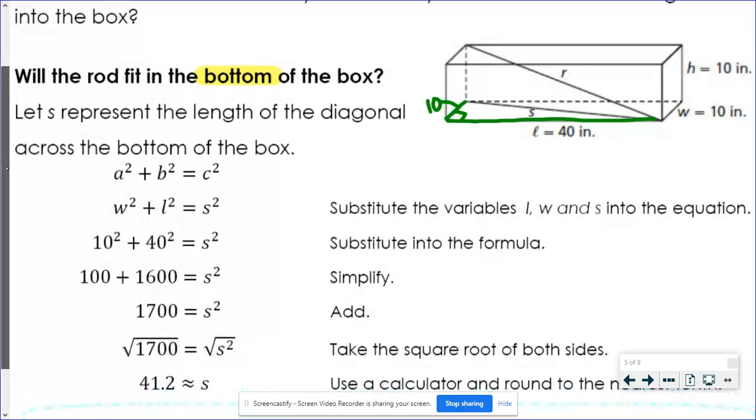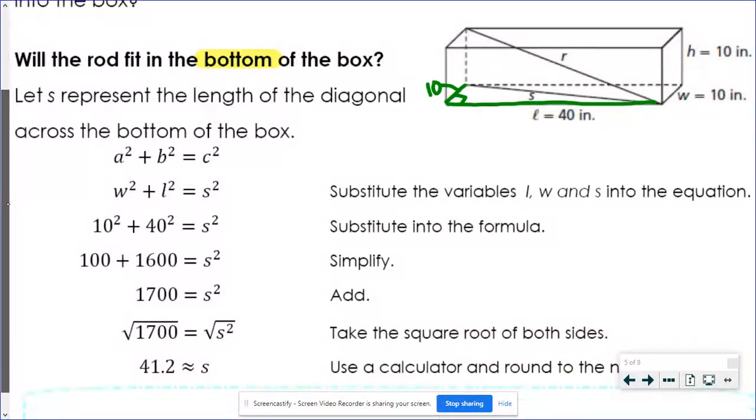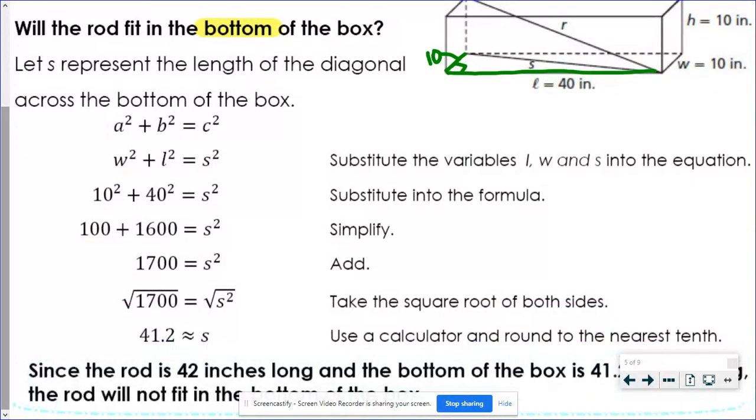Now, if you remember, this fishing rod was 42 inches long. So will that fit in the bottom of the box? And you can't quite read it, but no, it won't fit in the bottom of the box. It's just a little bit too short. I don't know why I have more that's hidden down there, but that's okay.